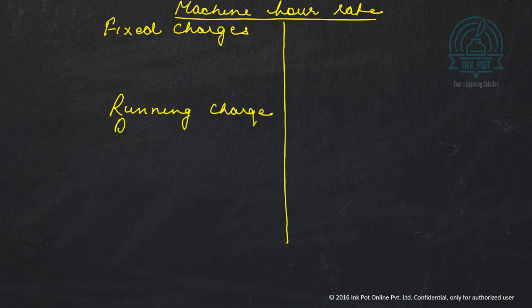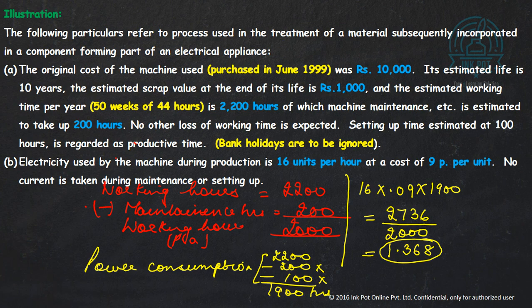So depreciation, power and repairs are running charges, rest all are fixed. So depreciation is equal to, how much was the depreciation? Let me check whether we have calculated the depreciation. No, we have not calculated the depreciation. So I'm calculating the depreciation here.